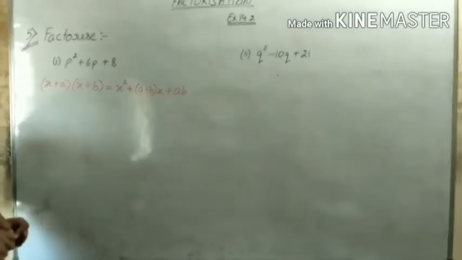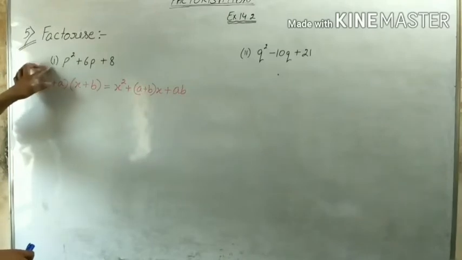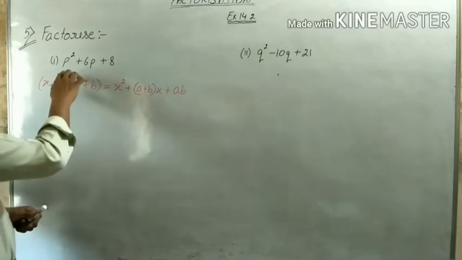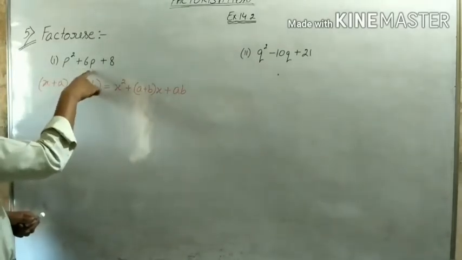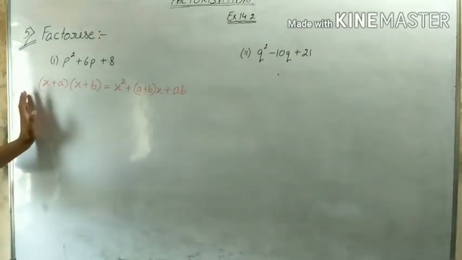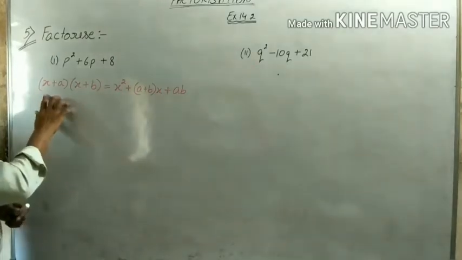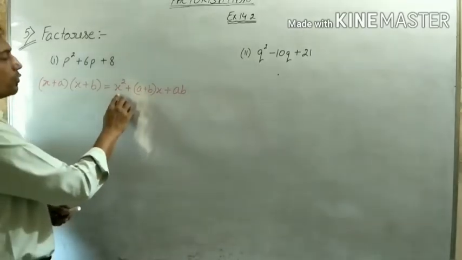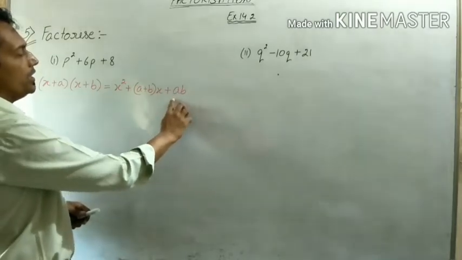Okay student, now we are coming to the last question, the fifth number. In that we are doing the problem number 1. Now again we are factorizing here. We have this expression in which we have total 3 terms, p square plus 6p plus 8. Now student, we already studied initially the 4 different identities, right? So in that we had studied this particular identity, x plus a into x plus b will give you x square plus a plus b x plus a into b.